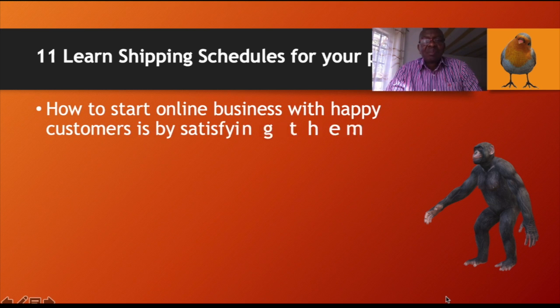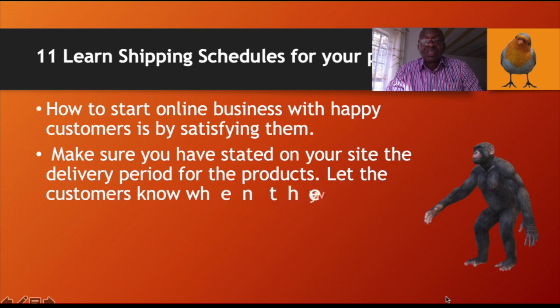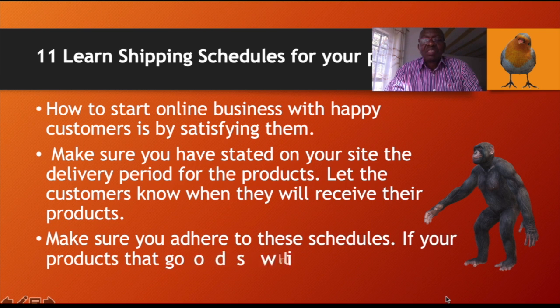How to start an online business with happy customers is by satisfying them. Make sure your customers are happy. Make sure you have stated on your site the delivery period for the products. Let the customers know when they will receive their products, because some customers might buy your product today and want it today. So make sure they know that when they buy, maybe it will take a week or 2 weeks, depending on where you are sourcing from and where you are selling to. Make sure you adhere to these schedules.